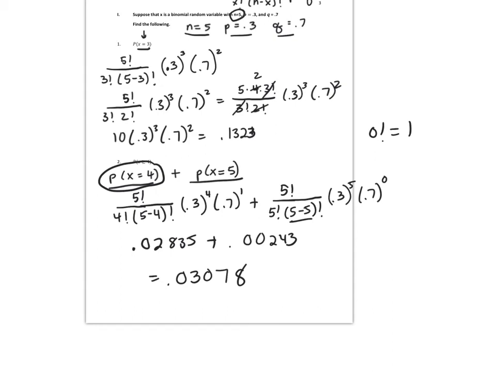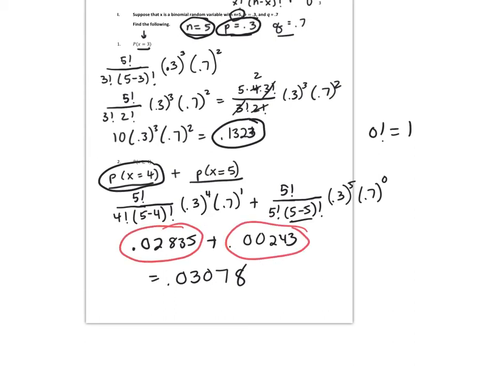Now, let's go back and talk about the table. P is 0.3 and n is 5. And that's what we got, 0.132, except I got 4 decimals and the table has 3. Now let's look for 4 and 5: 0.028 and 0.002. So here on this page, I did it by hand, but we could always use our table.